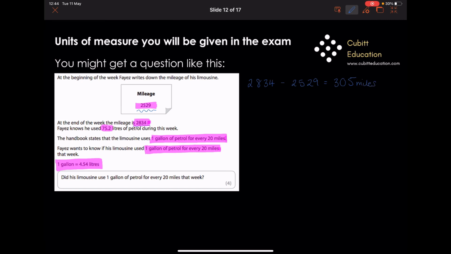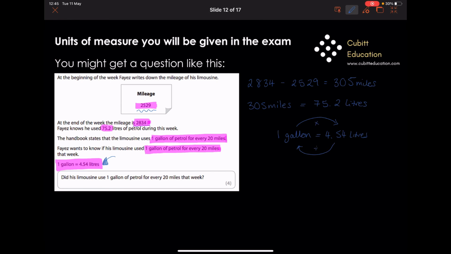Okay, so we know that that week he used 305 miles and he used 75.2 litres of petrol. Now, we need to work out what that is in gallons because our question involves gallons. So what I'm going to do is I'm going to take my conversion. 1 gallon equals 4.54 litres. Okay, and I'm going to do my arrows, times, divide.